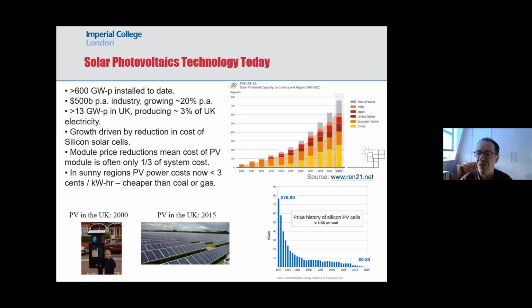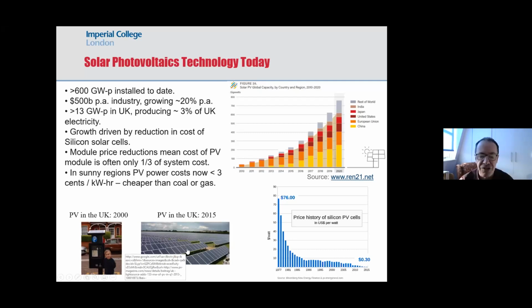Even in the UK, which is not the sunniest part of the world, we have 13 gigawatts peak, and it produces around 3% of our electricity. And you can see an illustration of the growth of PV. This is my son outside his primary school in 2000, when they installed solar-powered parking meters outside his school. At the time, that was the first example I saw of PV installed in the UK, and I was very excited. Of course, 15 years later, we no longer have solar-powered parking meters, we have solar farms generating significant amounts of power. And that's a visual illustration of the change of scale we've seen over recent years.